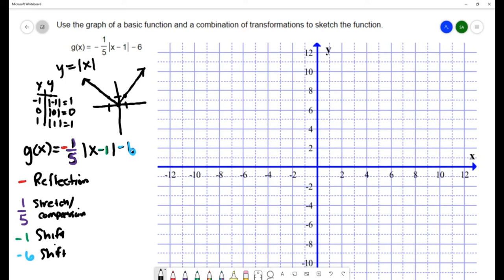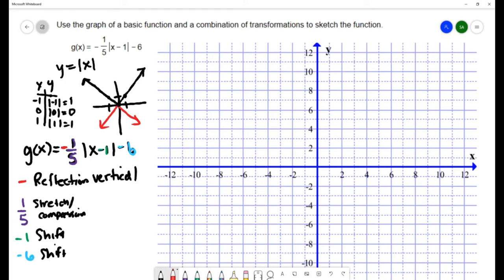This negative in red is on the outside of the absolute value, meaning that it is a vertical reflection. And a vertical reflection is going to reflect over the x-axis. So our final picture, because of that reflection, I should draw that in red to match my colors here, that final graph is, instead of being a V, will be an upside down V because of the reflection.